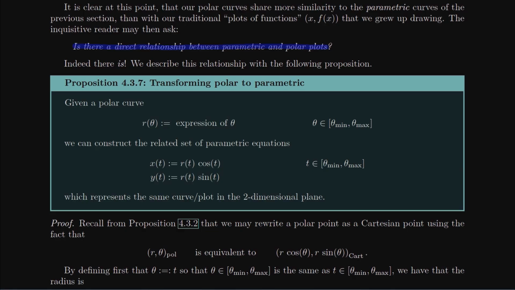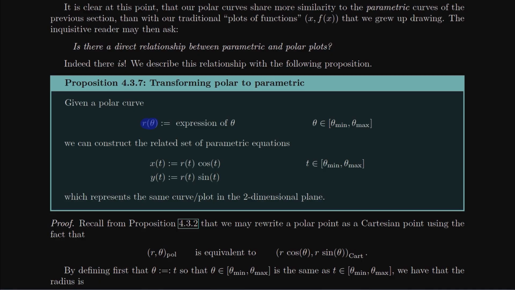Now, it turns out that this relationship is a lot easier in one direction than the other, and that direction is to start with a polar plot and end up with a parametric plot. To try to go in the reverse can only sometimes be possible. There's a little bit more deep math behind that. So we're only going to focus on the one direction case, which is starting with a polar expression, ending up with a parametric expression.